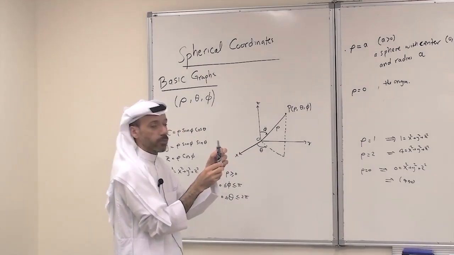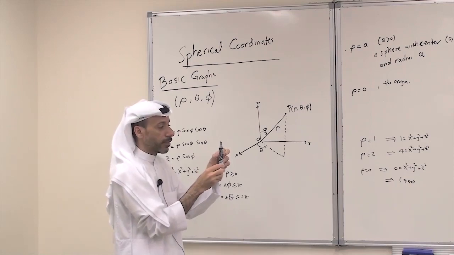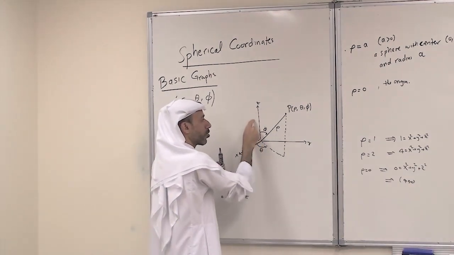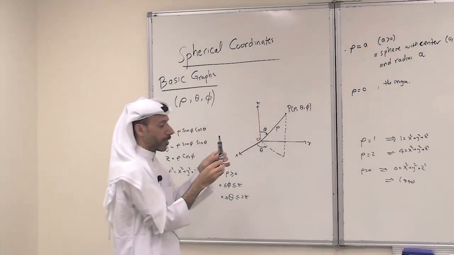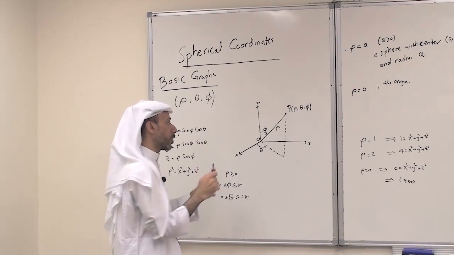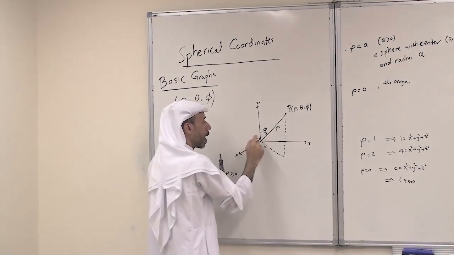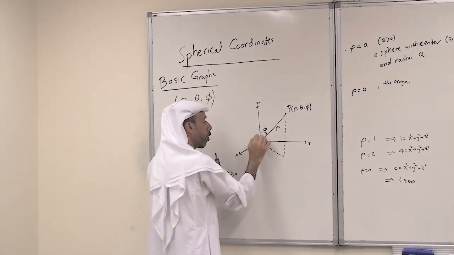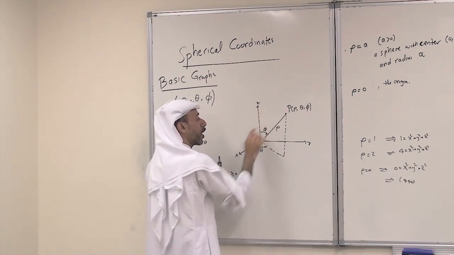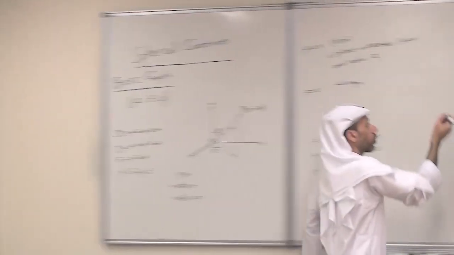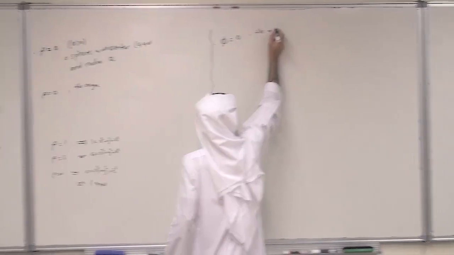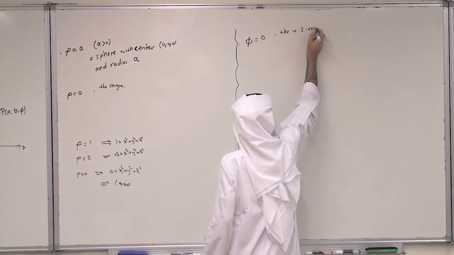Now here, if I did not move, phi equals 0, then where will I be? Well, I will be just on the positive z-axis. So this is phi equals 0. There is no move, there is no rotation. So if phi equals 0, I consider only all points on the positive z-axis. So phi equals 0 becomes the positive z-axis.